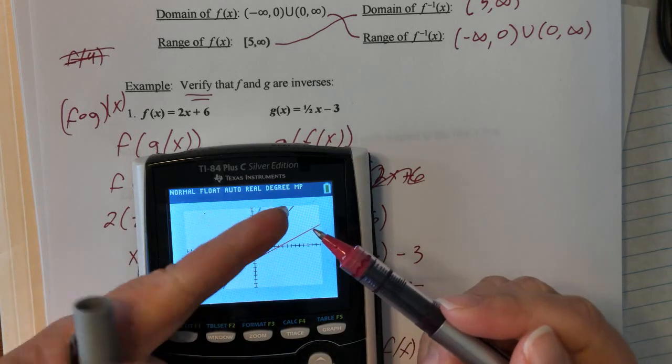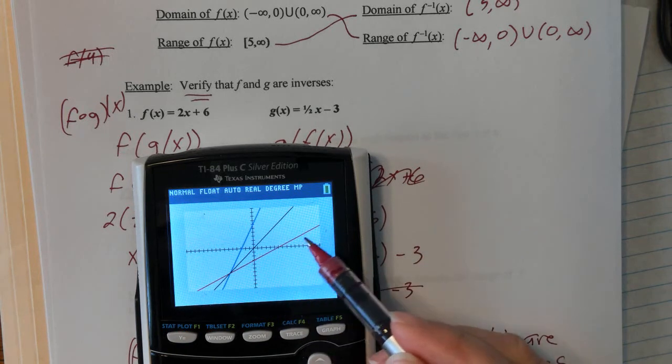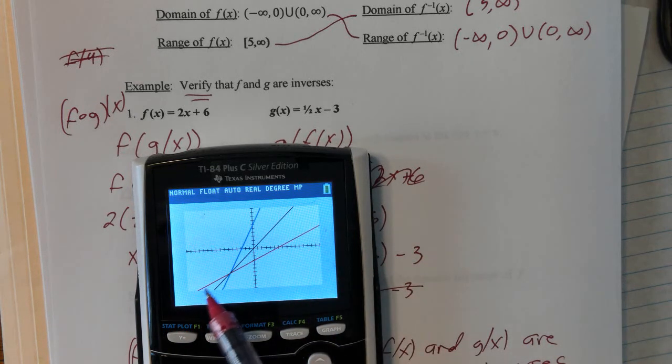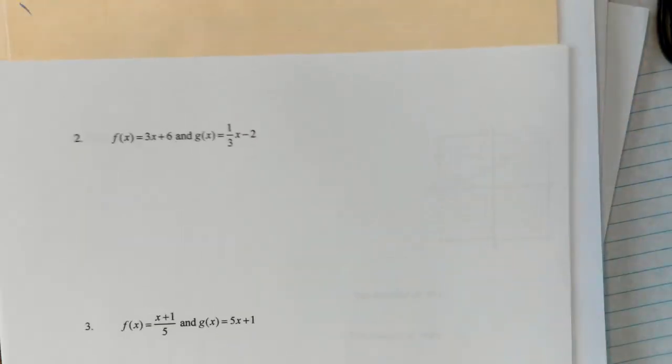If I folded my paper over y equals x, these points up here would match these points right here on the red. These points on the red here would match the blue ones if I folded it over. And that is always what happens when you're dealing with inverses. Okay, let's try another one.